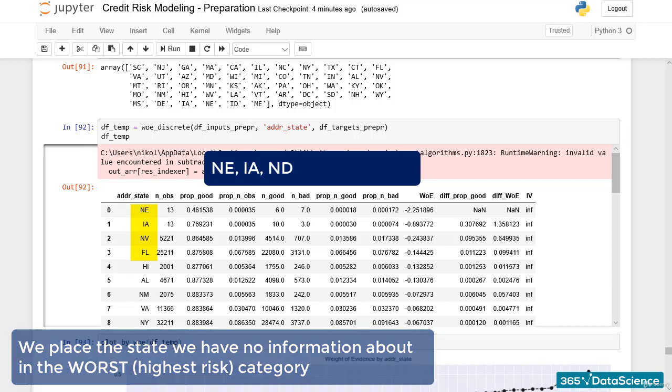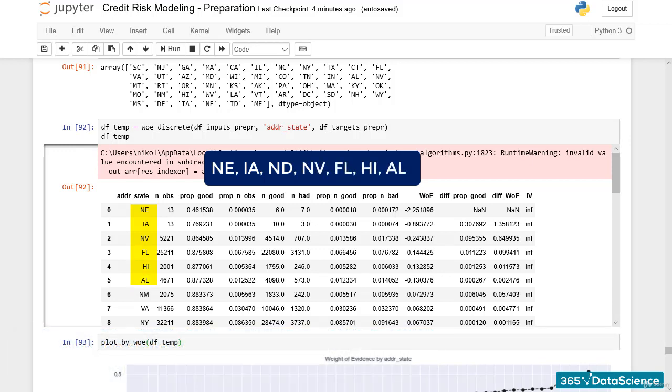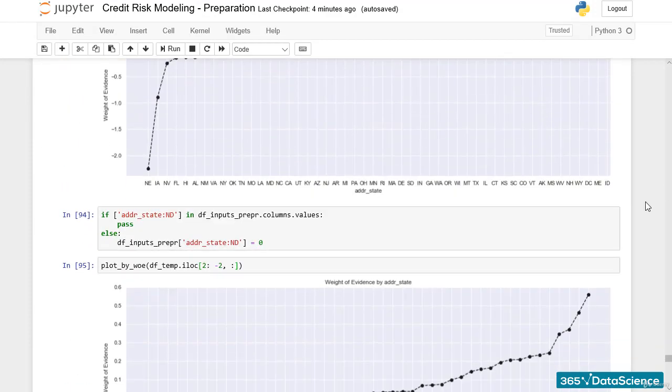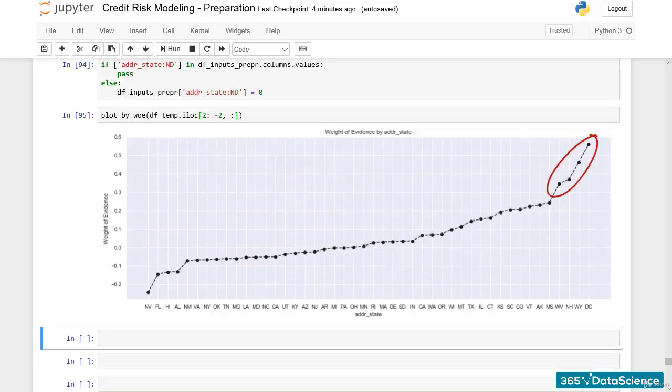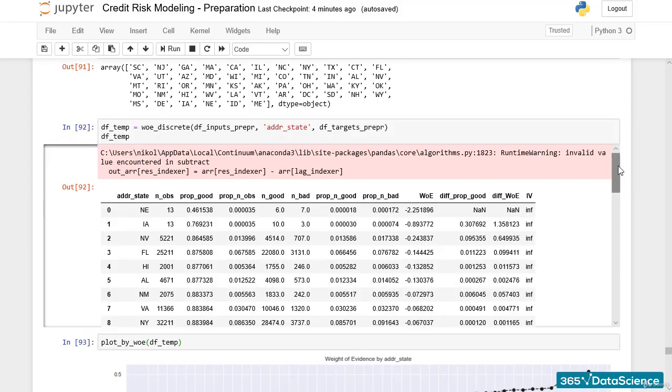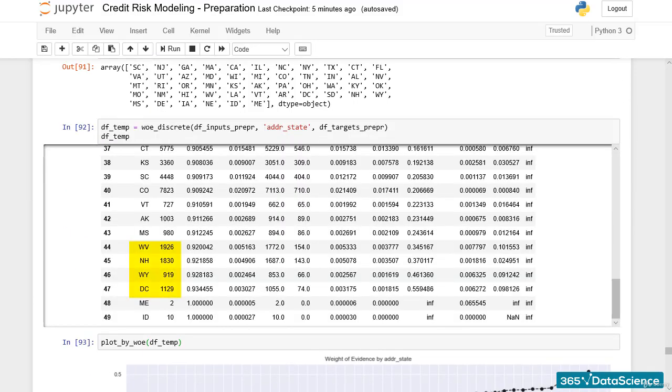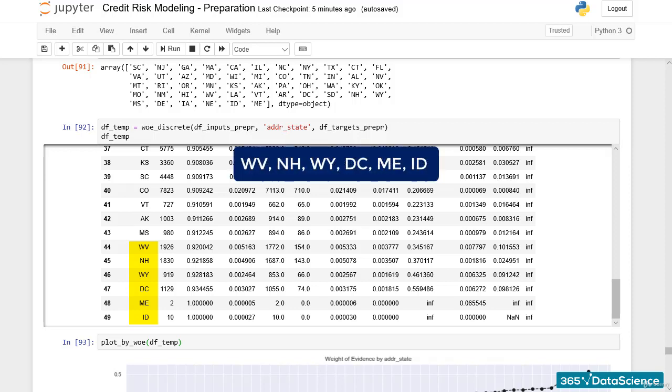With this note, our first dummy will include the first 6 states from our results table, from Nebraska to Alabama, plus North Dakota. Similarly, the last 4 states displayed on the last chart can be grouped together in one category based on their rather low number of observations. Also, don't forget to include the 2 states we didn't display on that end of the scale on the last chart, Maine and Idaho. So, our last category will include the last 6 states from the results table, from West Virginia to Idaho.